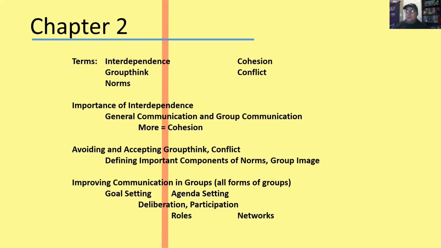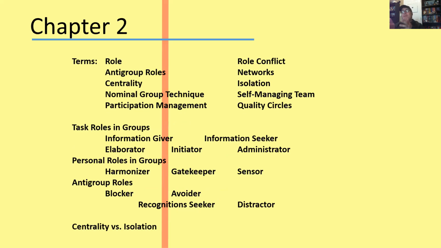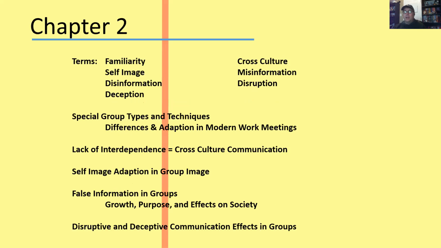We talk about the importance of setting up norms. That's another part of the technique. Identifying interdependence, and of course the different roles. This is when we get into the idea of the different special groups, when the different roles become evident. And we're talking about the tasks and personal roles where you want this to occur. So this is what we're talking about on the slide: the different group types and techniques and the differences in adapting in the modern work meeting.